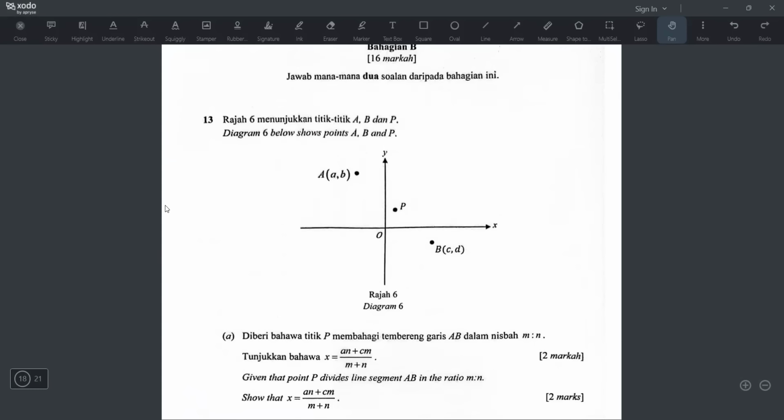Okay, now it's already bahagian B. So bahagian B, they say jawab mana-mana dua soalan daripada bahagian ni. Okay, but I will jawab all three questions. Yeah, I'll jawab all three in this video. Alright, let's go. Number 13.